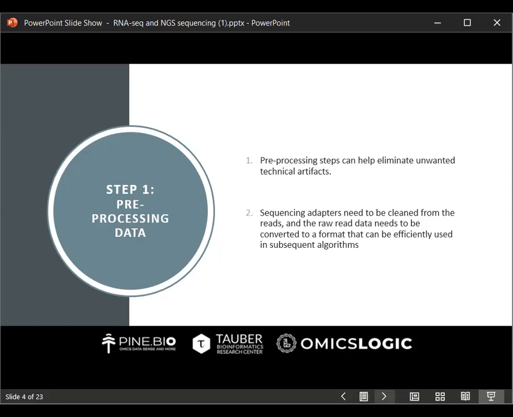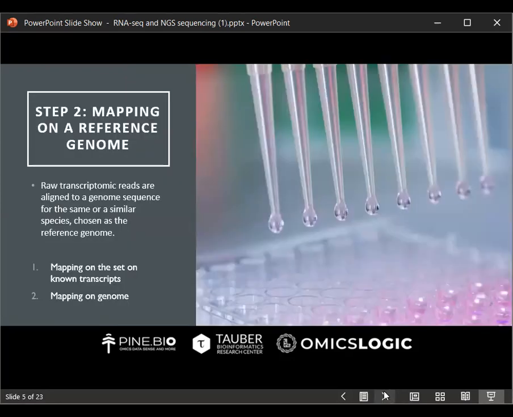The second step is mapping onto a reference genome. Now, the raw transcripts that are created are aligned to a genome sequence that is the same or similar to the species and chosen as a reference genome. Genome context can be used when the whole genome is not available, but it is used only when we are doing our research. This process will help us quantify the reads associated with the expressed genes that are present.